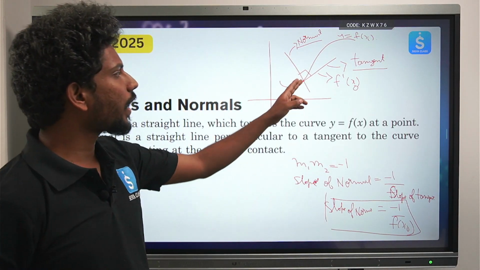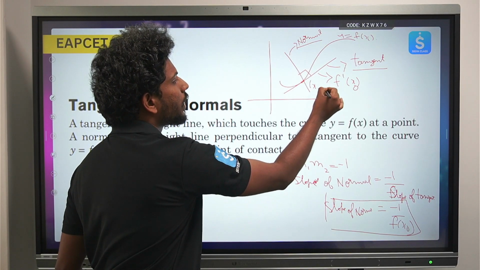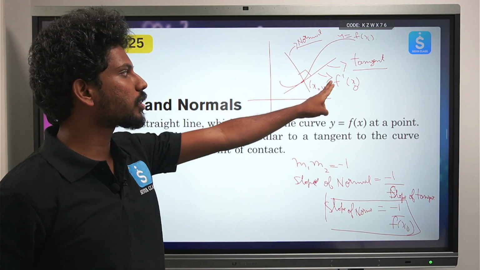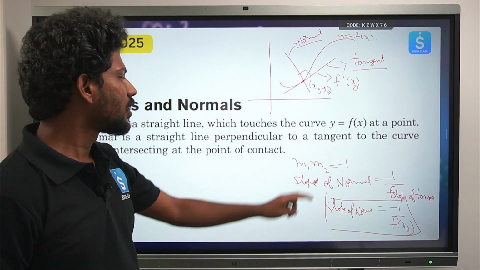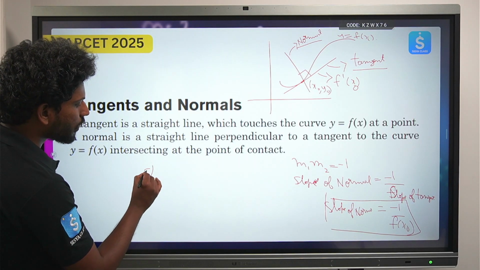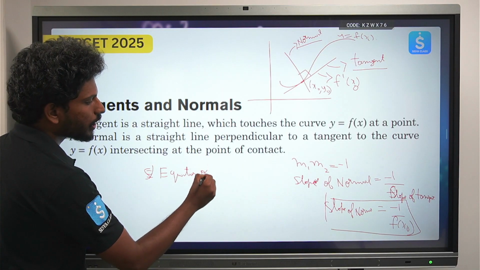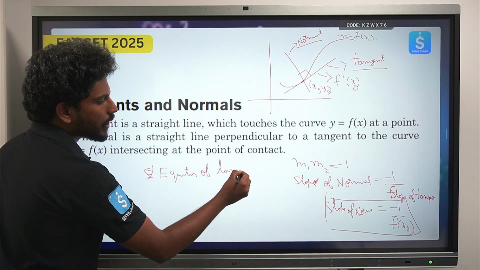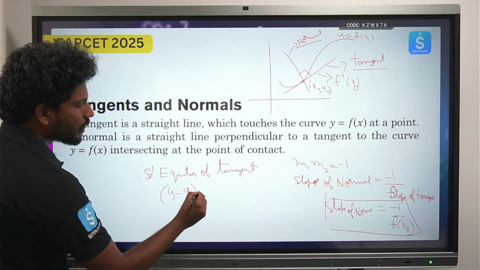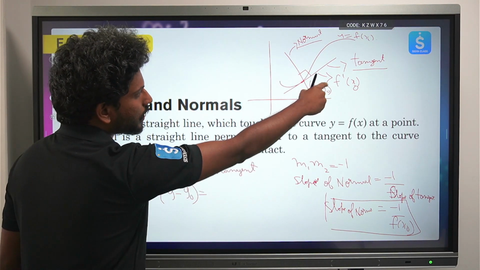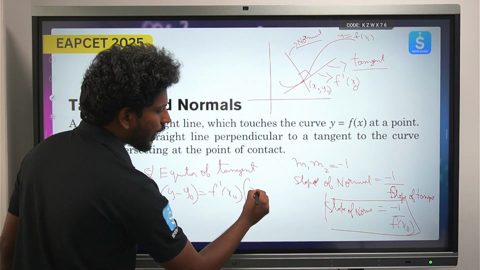Now you can also find the equation of a tangent. Simple. Suppose this point is (x0, y0). How will you find the equation? You already have the slope, that is f dash of x0, or you can say dy by dx at x equals x0. So the equation of the tangent is y minus y0 equals m into, what is m? This is f dash of x0, into x minus x0.